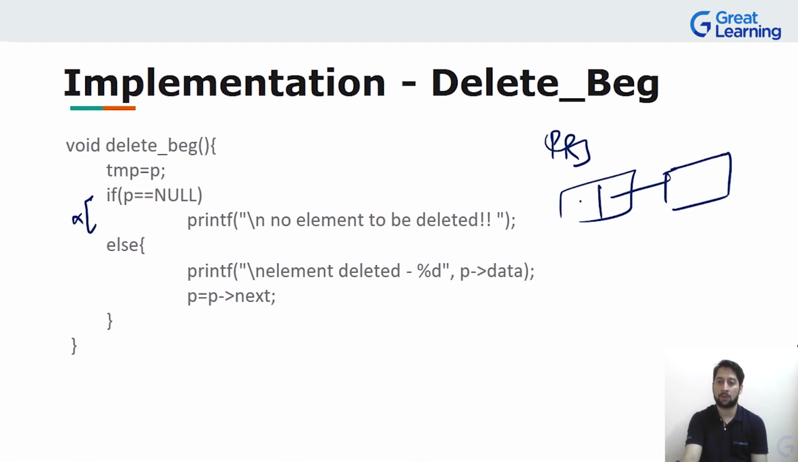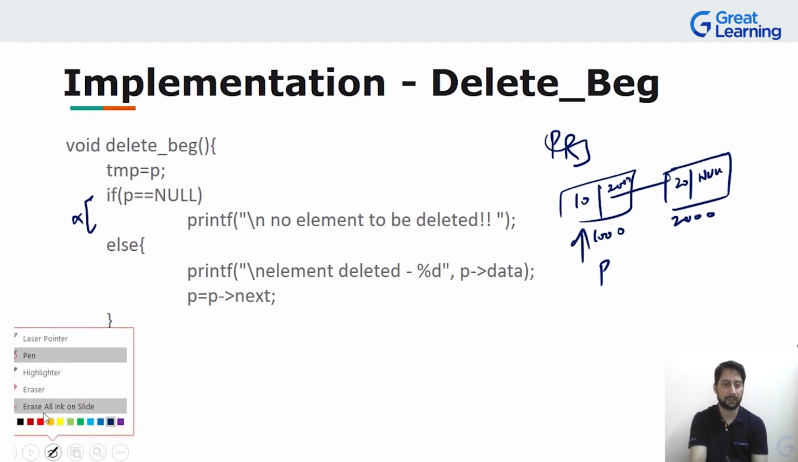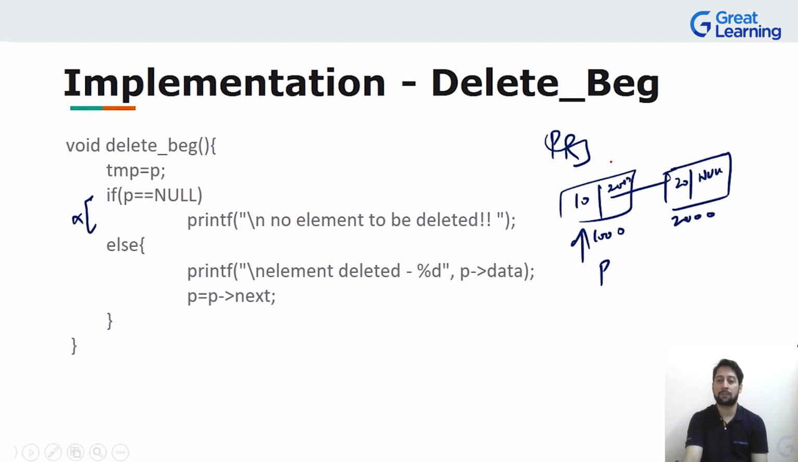Now let's suppose this is 10, this is 20, this is null, this is 1000, this is 2000. So P is here, obviously the root node, or the head of the linked list. We are not going to change our head node every time we are deleting from the beginning. We are changing our head node, so we need to keep track of things, right?